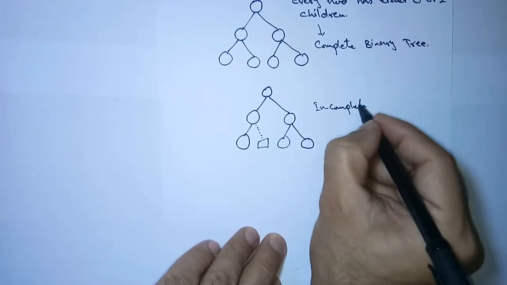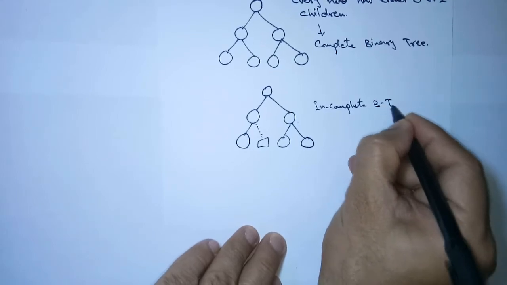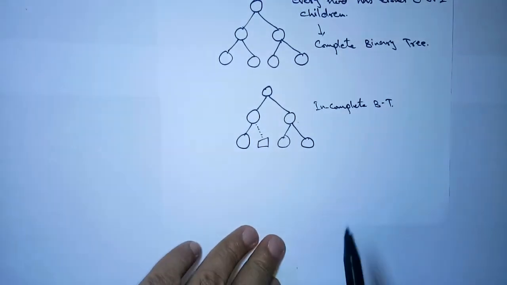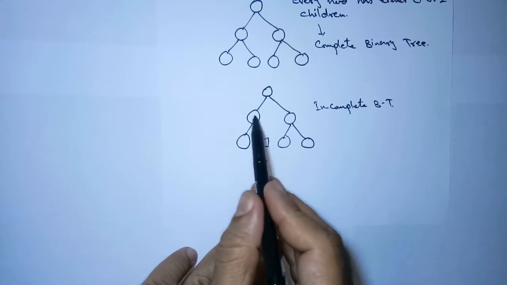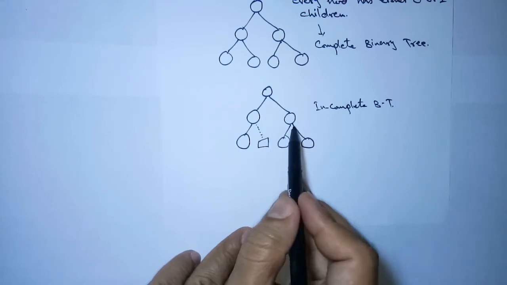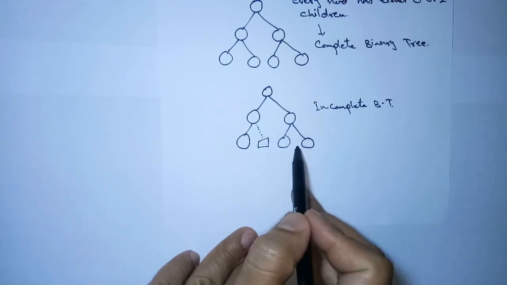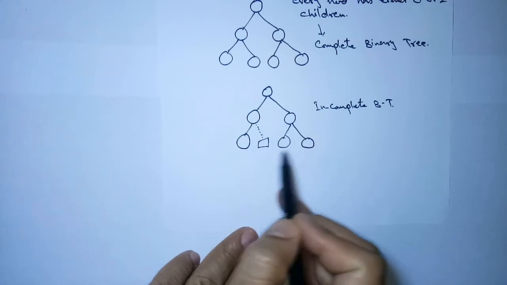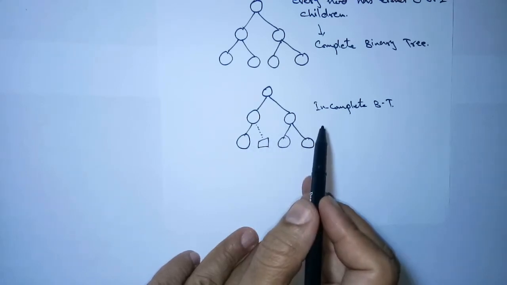What do I mean by incomplete binary tree? An incomplete binary tree is when we have one node having no child or a missing child, and the next node has children. So if this is the scenario, then this is called an incomplete binary tree.